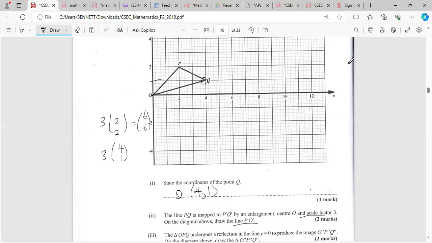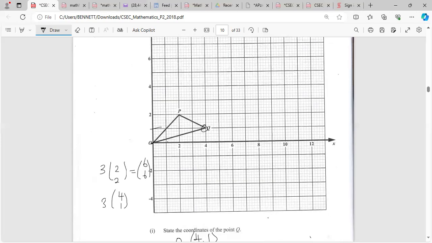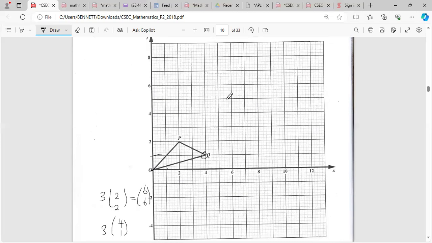So P prime is going to be the point 6, 6. So these are 6, 6. So this is the point P prime. And Q now, 3 times 4 is 12, and 3 times 1 is 3. So we just need to find 12, 3, which is right above this, right here. Alright, so we're going to draw it. So this is the line. Now go straight. And they did say the center of enlargement is the origin, right? So it comes from O.